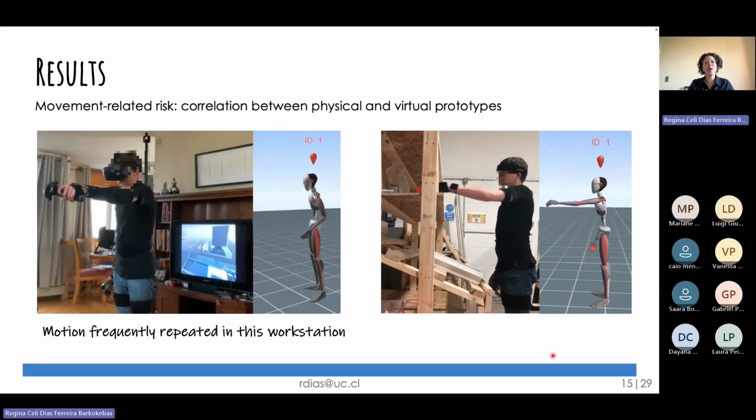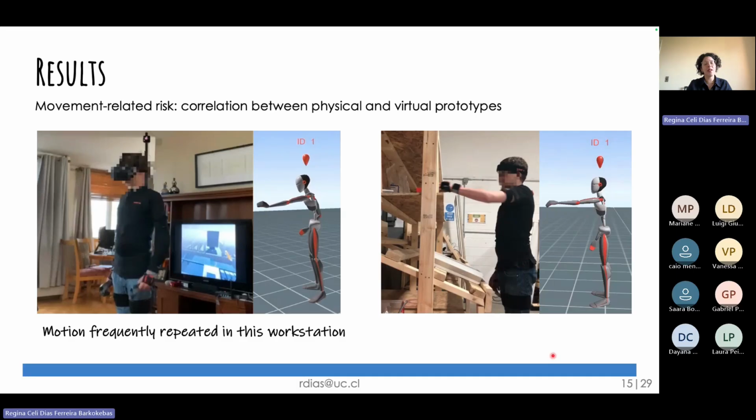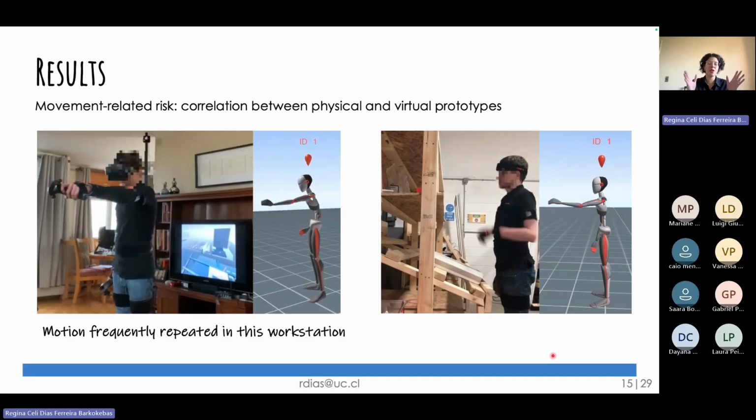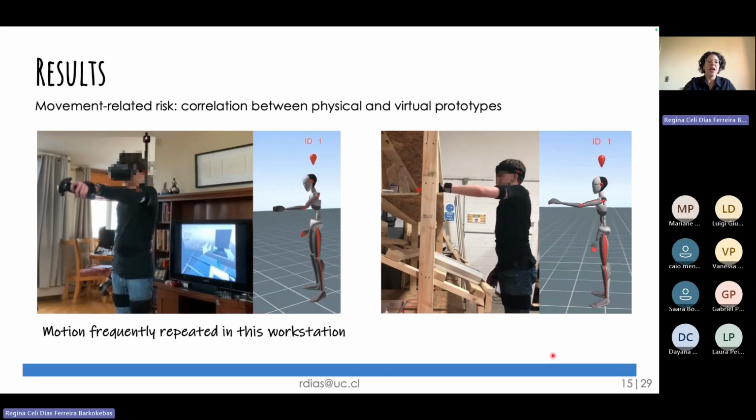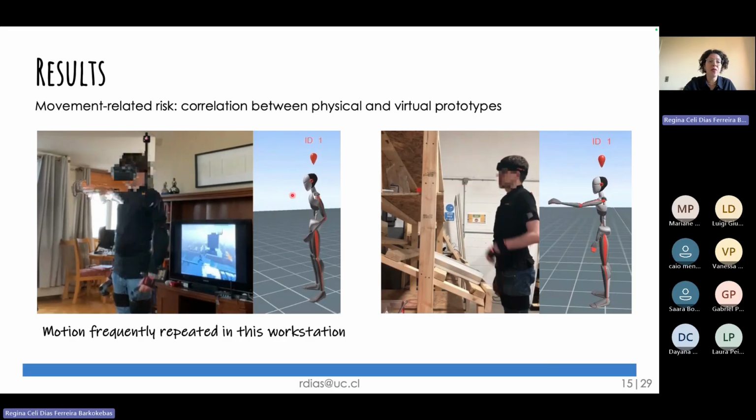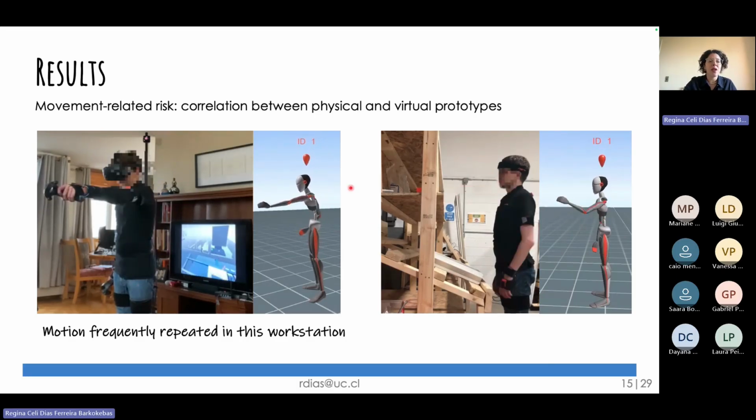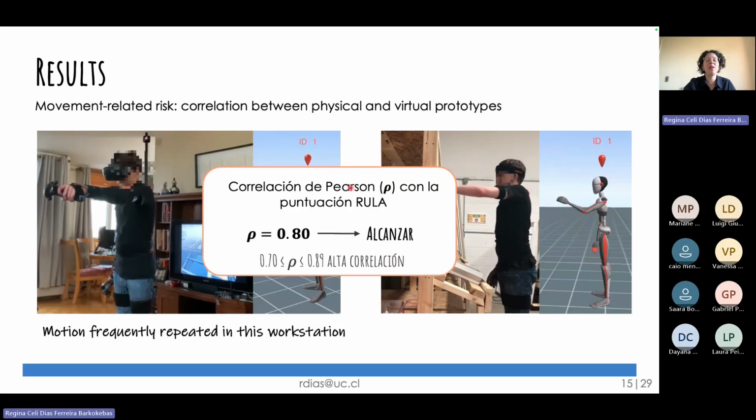And as I mentioned, I divided the task in different therbligs, which is breaking the motion down. And for the motion of reaching, which is a motion that they repeat many times, we could find a really high correlation. Which was great because then we could verify that we could use VR for this kind of motion.